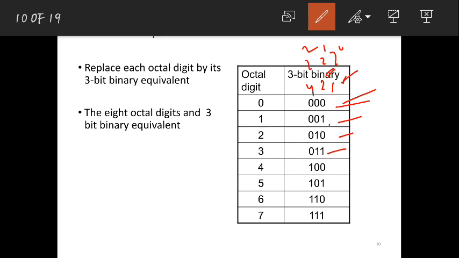In the same way you have 4 here, so you have written 4. 5: if you add 4 and 1, then you will get 5. If you add 4 and 2, you will get 6. If you add all 3, you will get 7. Is that fine? That way this tabular form was written.